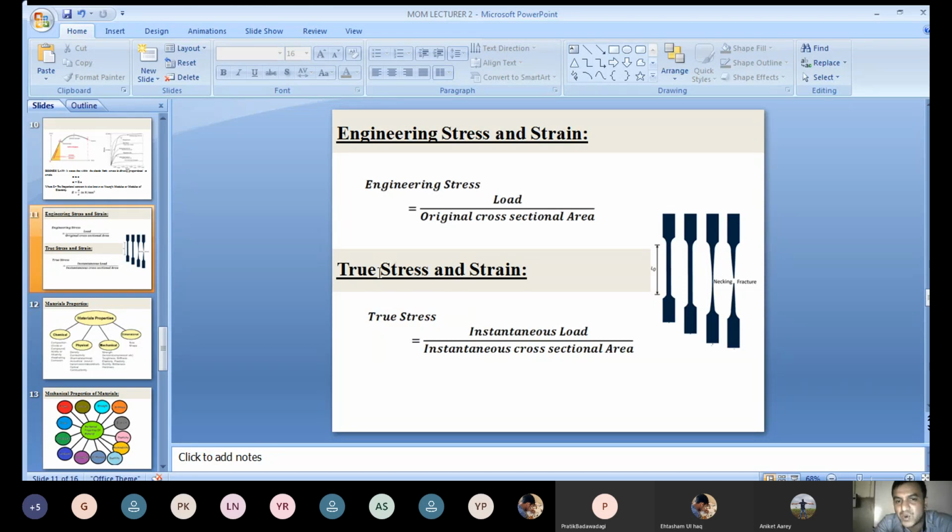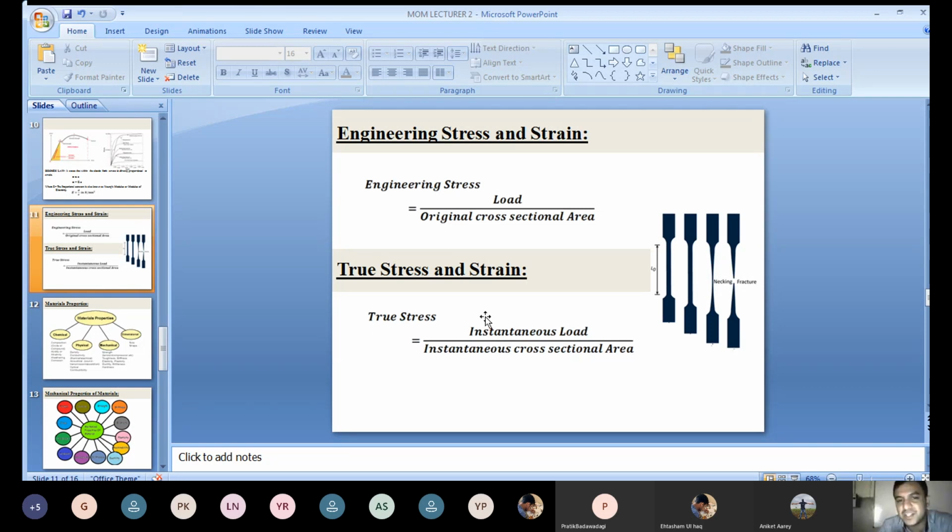The second one is true stress and strain. What does true stress mean? Instantaneous load divided by instantaneous cross-sectional area. Now you can see in the four sketches here, the original cross-sectional area is A0. Again, if you increase the load, what happens? Usually length increases, diameter decreases. Now the cross-sectional area reduces here. From the second figure, and from the third figure also, the cross-sectional area reduces. Finally what happens here? Fracture occurs, right? Instantaneous means at that time, whatever cross-sectional area is there, if you put that here, then you will get the true stress.